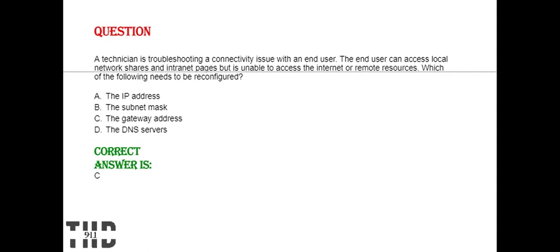A technician is troubleshooting a connectivity issue with an end user. The end user can access local network shares and internal pages, but is unable to access the internet or remote resources. Which of the following needs to be configured? Option A, the IP address. Option B, the subnet mask. Option C, the gateway address. Option D, the DNS servers. The correct answer is option C.